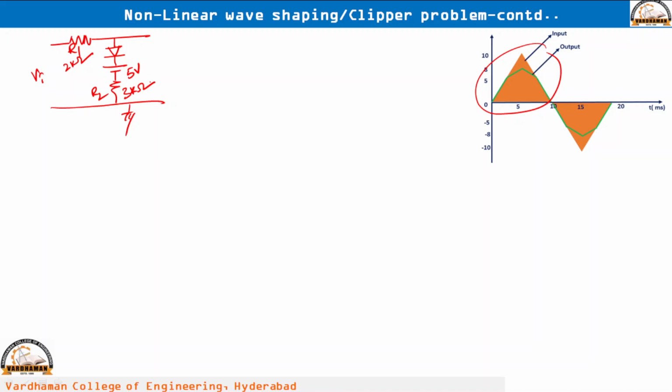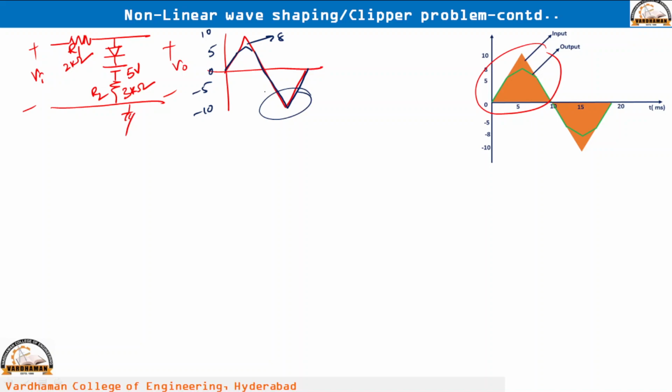Using this, what is the output you are getting? Once again I am writing this is the input wave. Using this particular process we will get the clipping operation for the portion of the input signal which is beyond 5 volts only. You will get below 5 volts the output equal to the input, but above 5 volts you will get the output like this. This voltage is 5 volts, 8 volts. Now we need clipping in this portion also, below minus 5 volts.